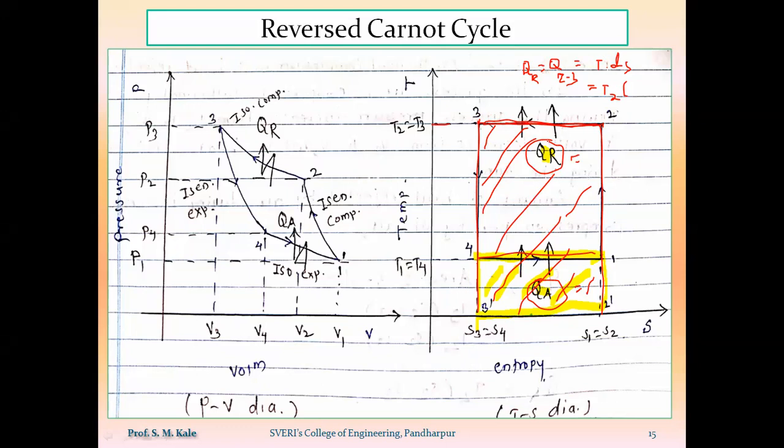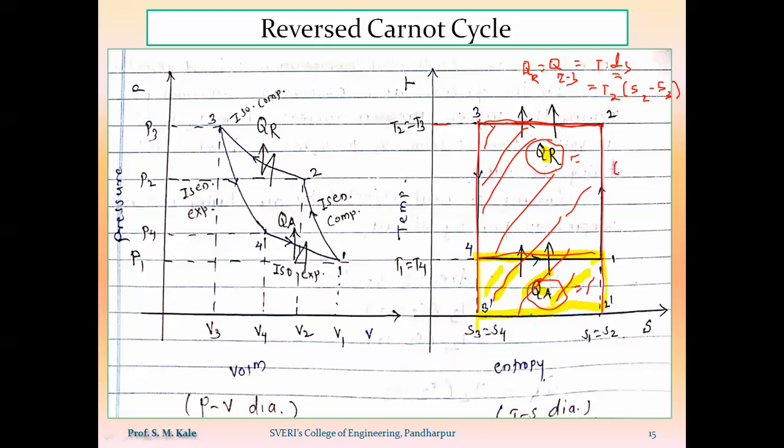But in that case, you need to consider the sign of heat also. We know that heat supplied to the system is always considered positive, and heat rejected from the system is always considered negative. So the better way is to consider ds as the change in entropy in the positive direction. So higher entropy S2 minus lower entropy S3. This is nothing but the value of QR, the amount of heat rejected.